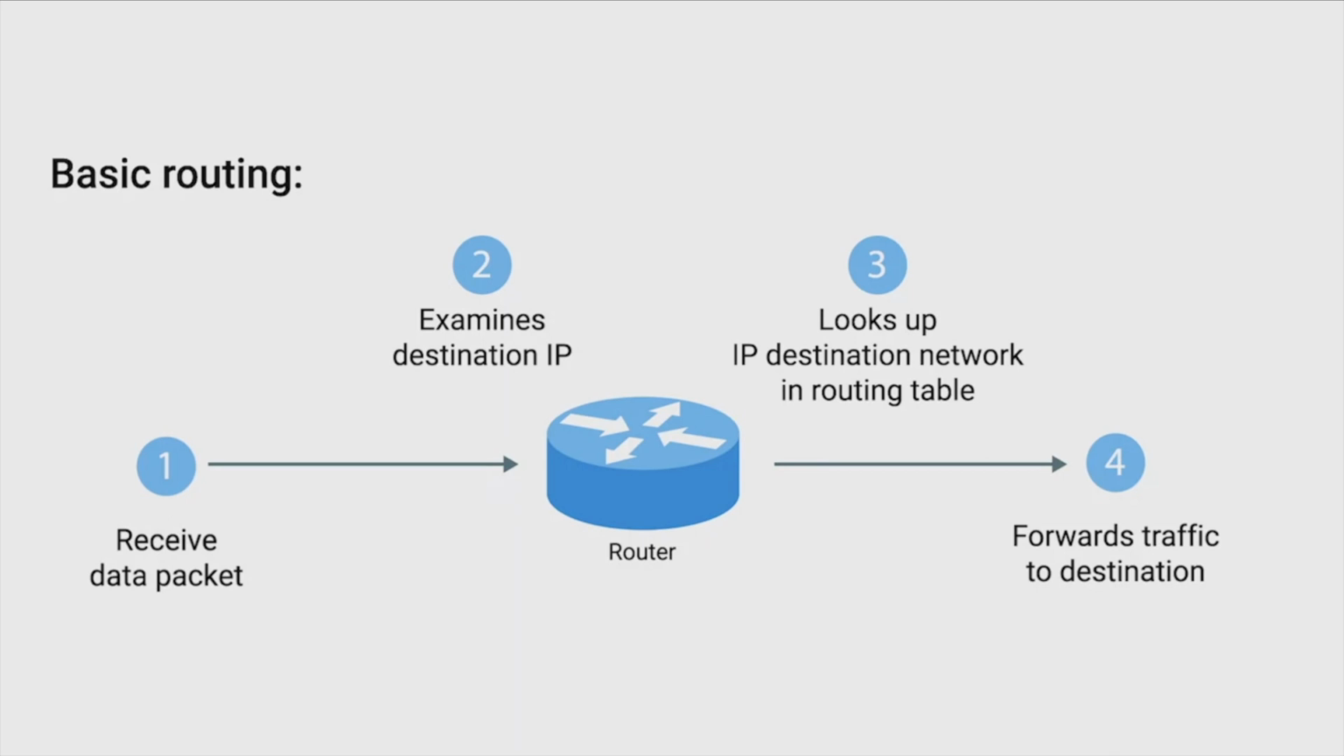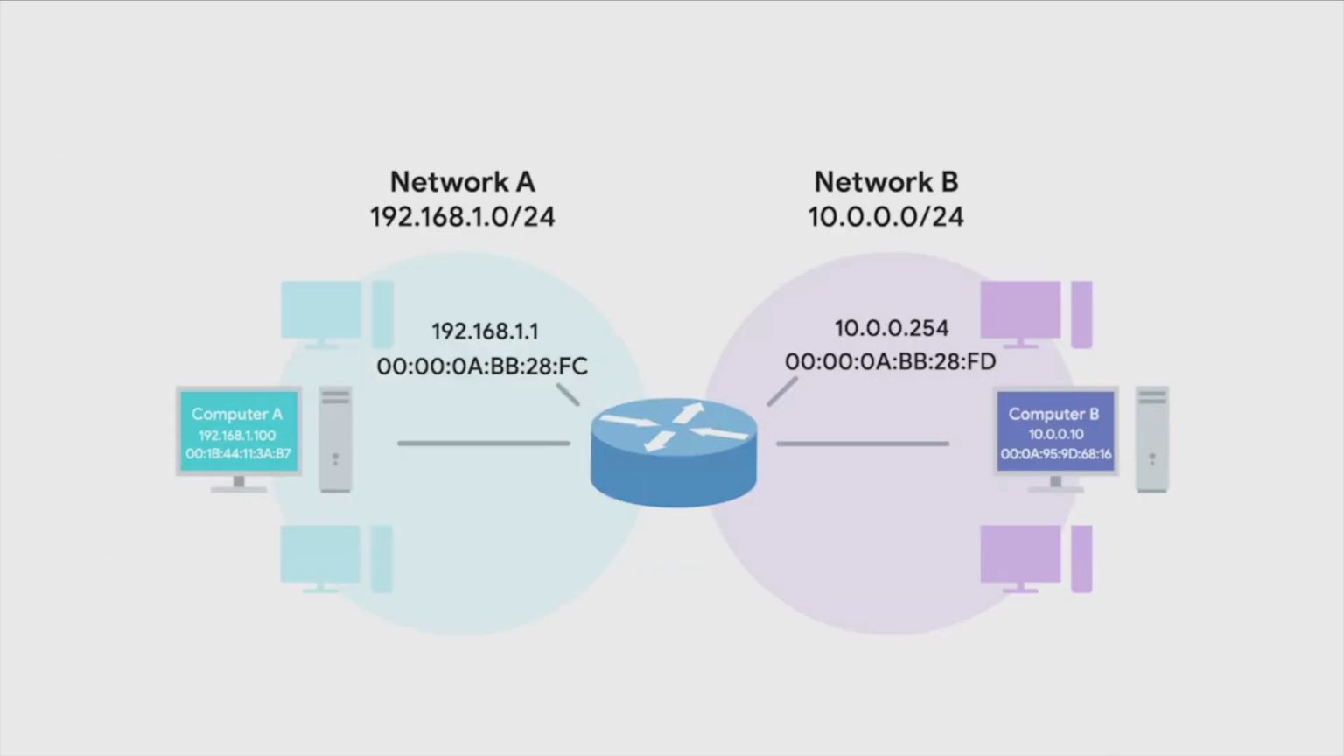To illustrate this, let's consider a simple example. Imagine a router connected to two networks, Network A and Network B. The router has interfaces on both networks. Now, a computer on Network A wants to send data to an address, say, 10.0.0.10 on Network B. Here's what happens.